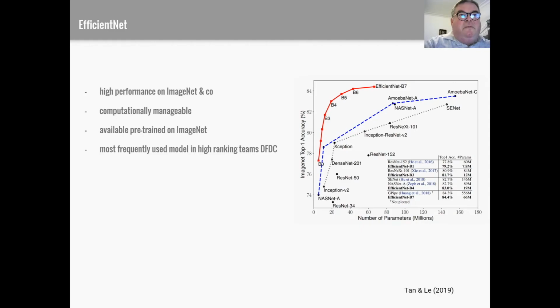There are several models, and I will not go into detail on all models, but nowadays we see that EfficientNet-B7 works quite well according to the literature. And it's available pre-trained on ImageNet. And we see also in the challenges that this performs best, at least that they have an accuracy of around 84%.